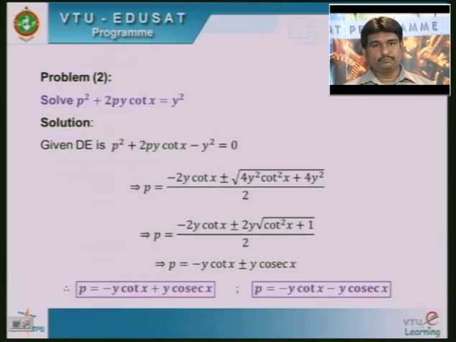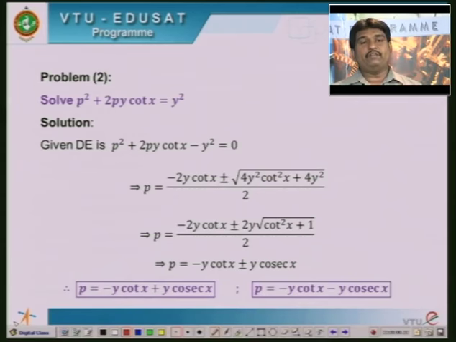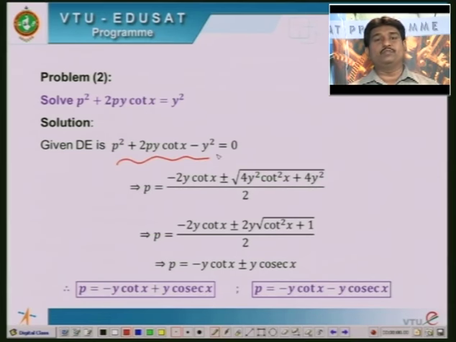Problem number 2. Solve p² + 2py cot x = y². The given differential equation is p² + 2py cot x - y² = 0. It's like ax² + bx + c = 0, so find its roots using the formula (-b ± √(b² - 4ac)) / 2a. You can see this is b, the coefficient of p, which is 2y cot x.